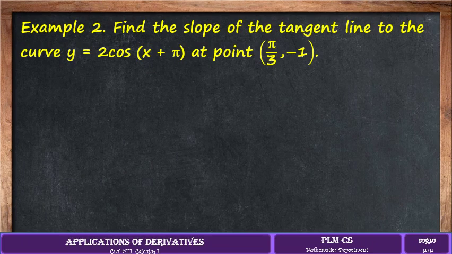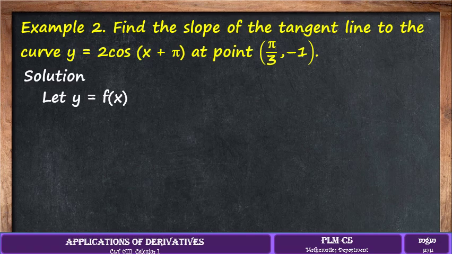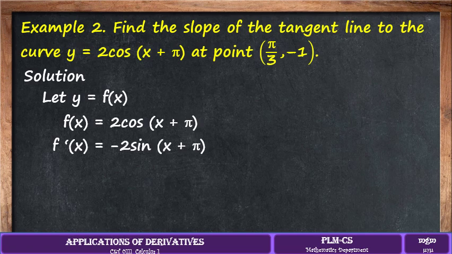As for our second example, we are asked to find the slope of the tangent line to the curve y equals 2 cosine of the quantity x plus pi at point (pi over 3, -1). To solve this, first, we have to let y be equal to f of x. So we have f of x equals 2 cosine of the quantity x plus pi. Getting the derivative of the given function, we have f prime of x equals negative 2 sine of the quantity x plus pi.